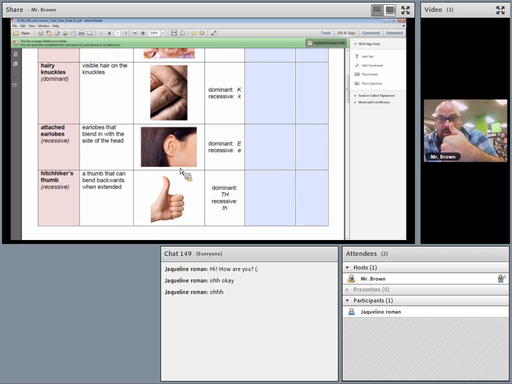Hitchhiker's thumb, recessive. Does it go back? Well, hang on, mine does.